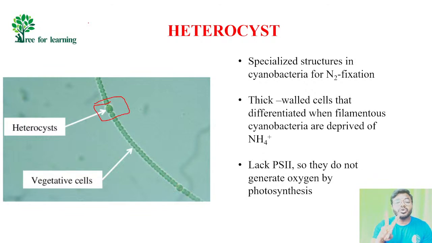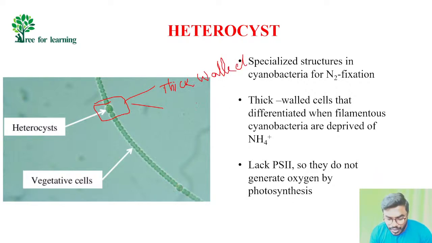Now I will tell you two statements about this heterocyst. One statement is that, friends, the heterocyst is extremely thick-walled. And the second and most important point everyone has to remember compulsorily: the heterocyst lacks PS2. That is, the heterocyst does not contain photosystem 2. Don't confuse this point.